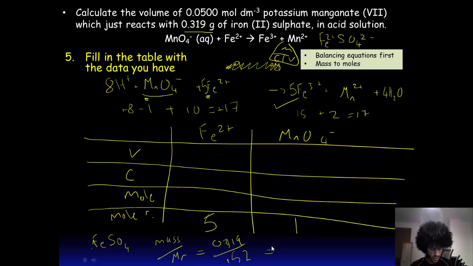So if I do 0.319 divided by 152, that gives me 0.002098 and so on. Now that's my mole.